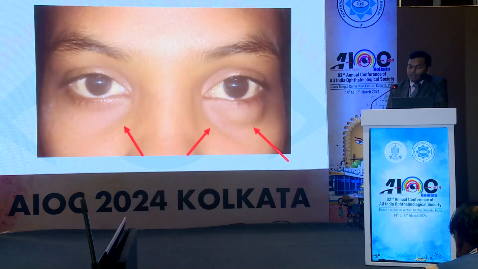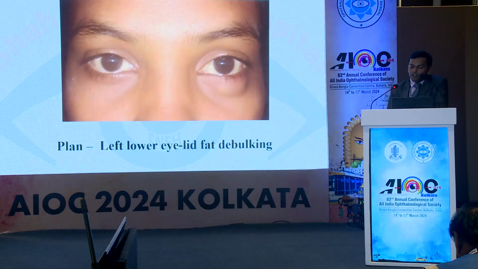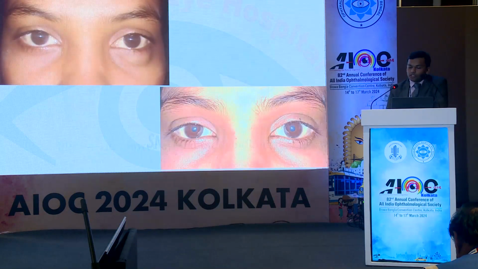She also had bilateral tear trough deformity with slight hyperpigmentation, but she did not want any correction for that. She just wanted the lump from the left lower lid to be gone. So we planned her for lower lid fat debulking, and this was her follow-up picture, and she was extremely happy with the result despite the persistent periocular pigmentation.